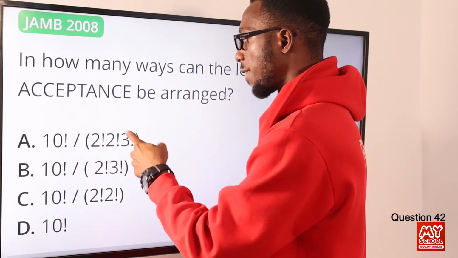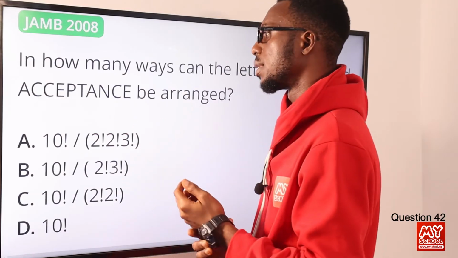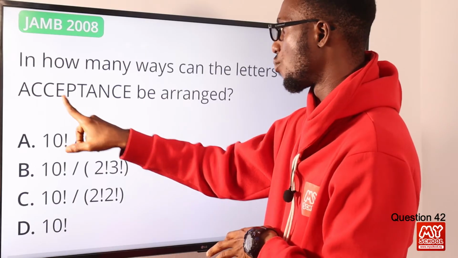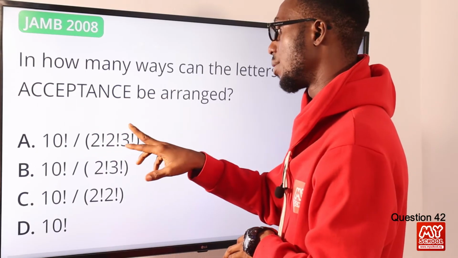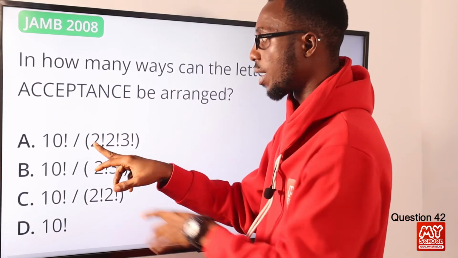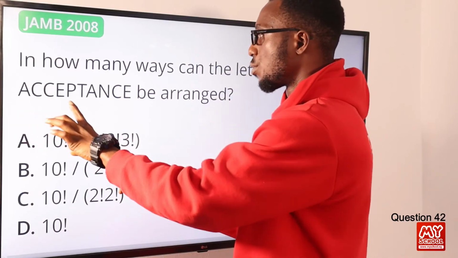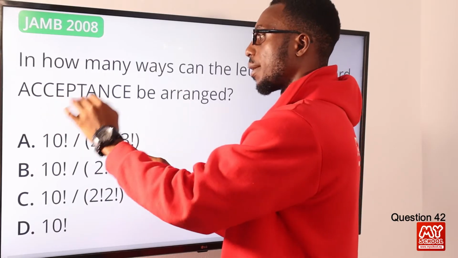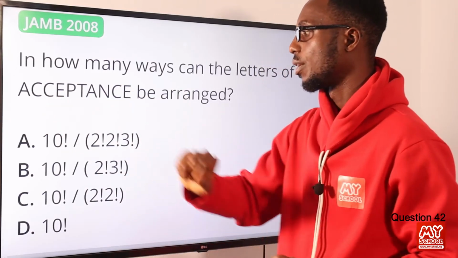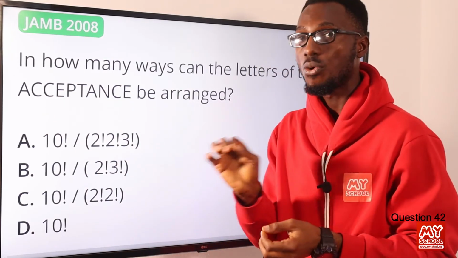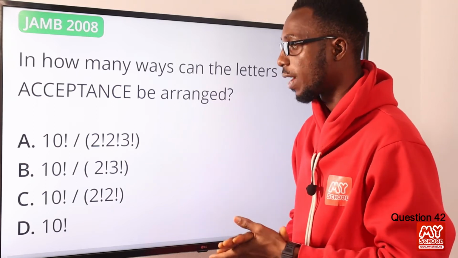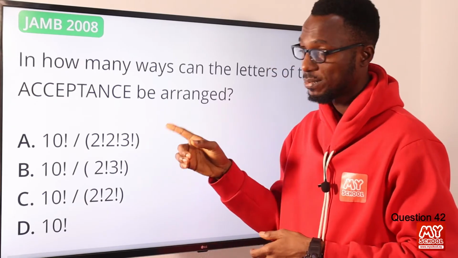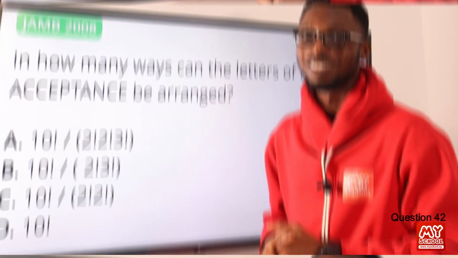That is 3 factorial right here, isn't it? Then we have another that's repeated, that's letter E. Okay, then I have 1, 2. Okay, that's another 2 factorial. So 2 factorial for repeated letter A, 2 factorial for repeated letter E, and 3 factorial for repeated letter C, rather. Okay, so that should be 10 factorial over 2 factorial, 2 factorial, 3 factorial. So option A has the right combination. So that's the correct answer.